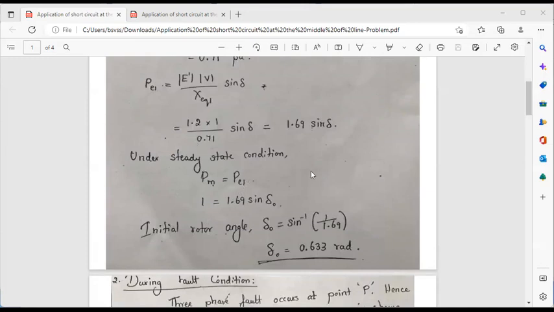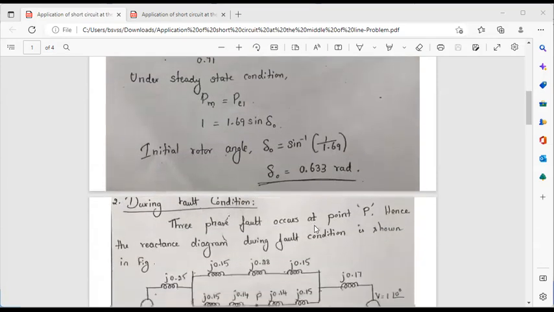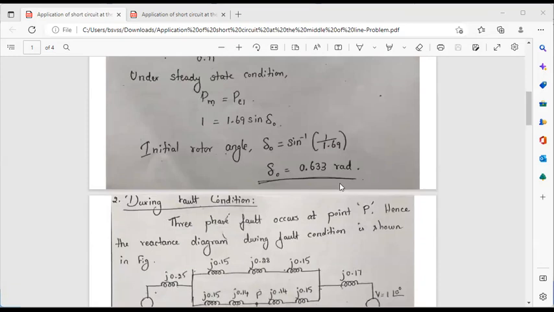What is the output power? It is 1.69 into sin delta. If you simplify this equation, we can calculate the value of delta naught. So delta naught is equal to sin inverse of 1 divided by 1.69, that is equal to 0.633 radians. This is the first case.